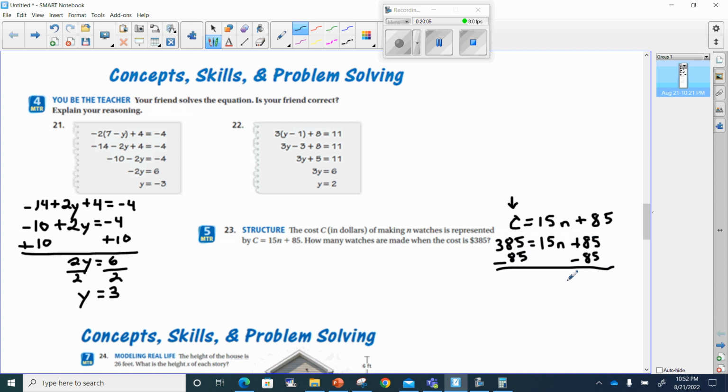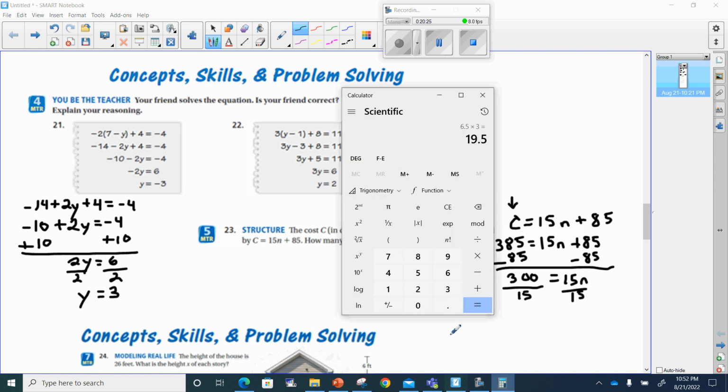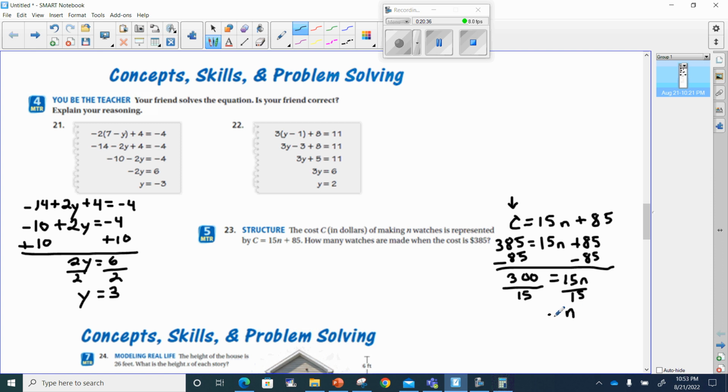Now I have 15n on this side. And 385 minus 85 is 300. Now I got to divide 15 away. And 300 divided by 15, let's see what that comes up with. 300 divided by 15 is 20. So this means n is equal to 20.